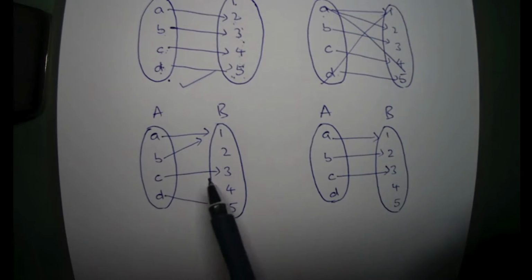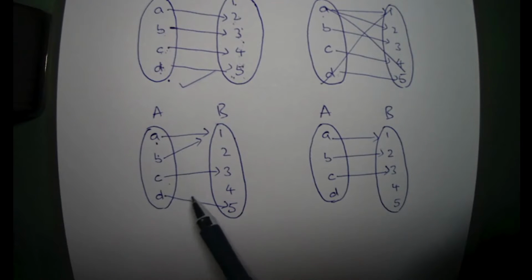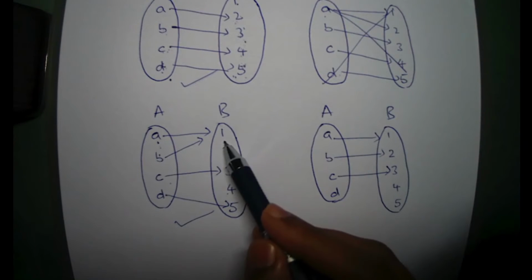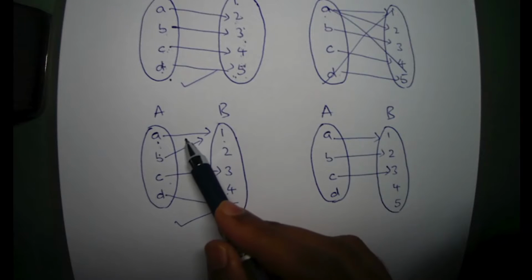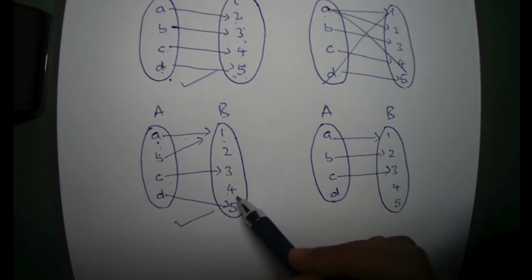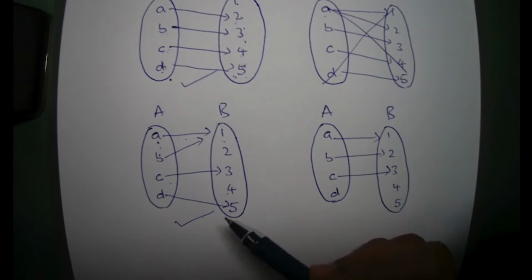Coming to the third image, we see that A and B have the same image. C and D have different images here. This is a function because even though A and B have the same image, it is only one image. A is not linked to any other number apart from 1. B is also not linked to any other number apart from 1. Since they have only one image in set B, this is a function.